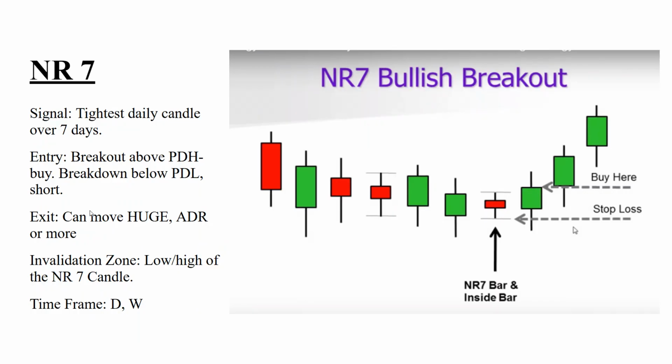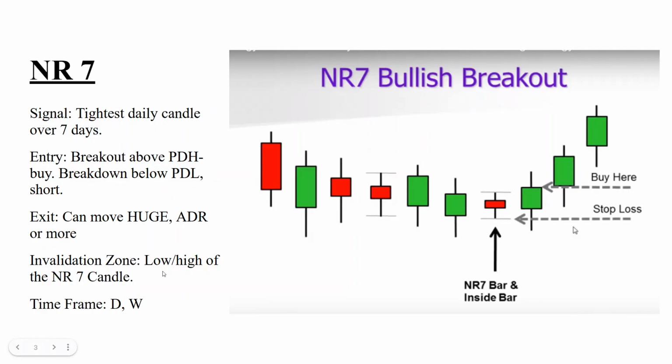The exit, these can lead to some pretty big moves. So I would say the best exit would be somewhere around the average daily range. So if this pair, for instance, had say 150 average daily range, try to go for like 120 or something like that. But it can go even further than that. There's no way to tell how far the price is going to go.